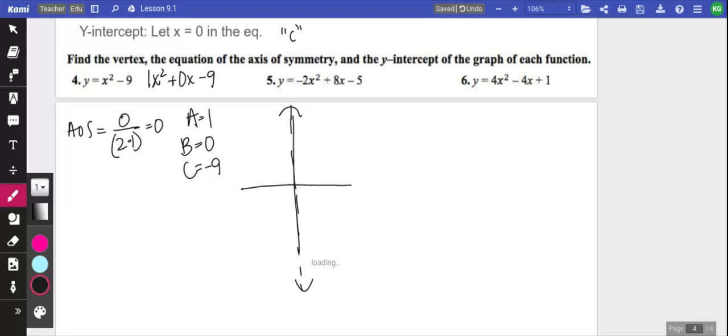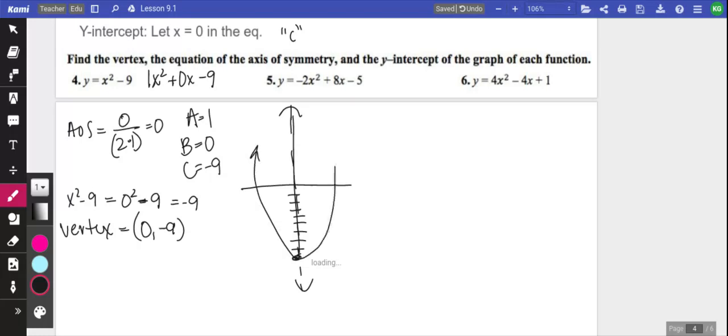So when I put 0 in for my x squared minus 9, it would give me 0 squared minus 9, which is -9. So my vertex is (0, -9). It also happens to be my y-intercept. And so I'm just going to look and say, since it starts as a positive x squared, I know that it's going to open up.